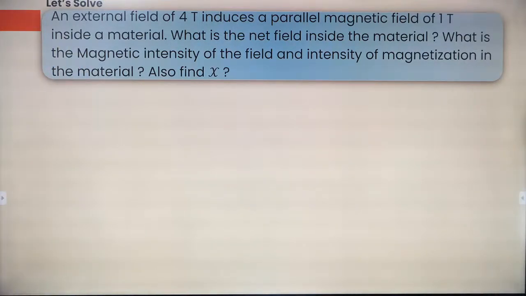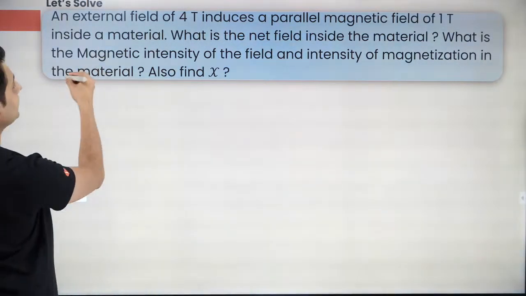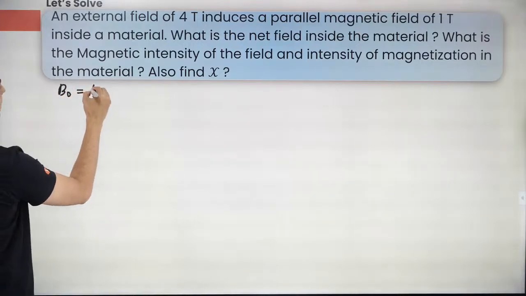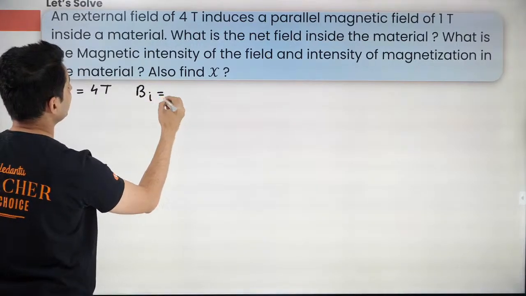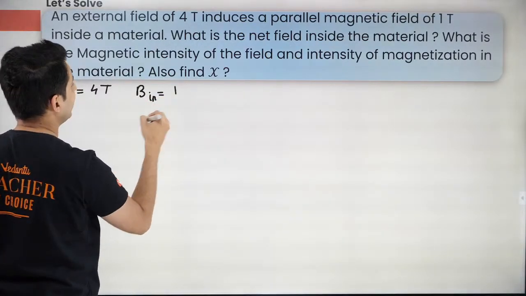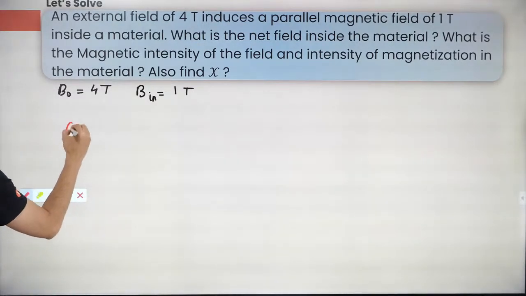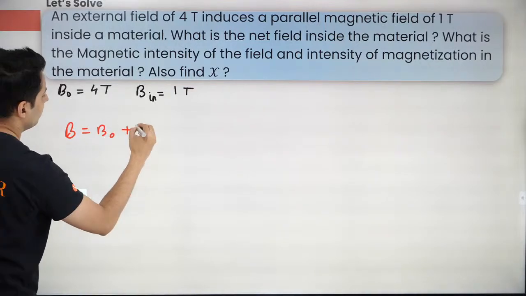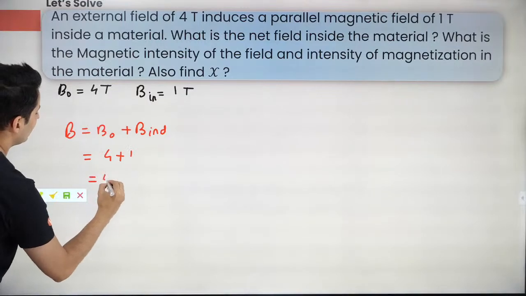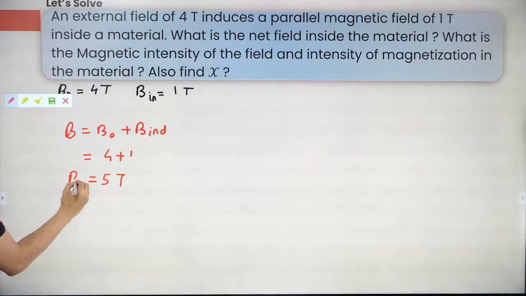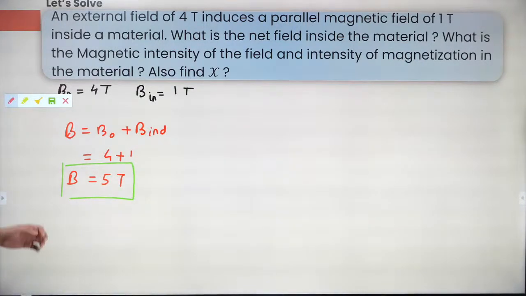Come on, let's get going. Let's start with the basic stuff. So what and all is given to us? Let's write down. External field B0 is given as 4 Tesla. Then induced magnetic field, it is parallel, so that means that B induced will be 1 Tesla. Okay, so immediately I can find out the net magnetic field, which is B0 plus B induced, and since they are in the same direction, 4 plus 1, that will give me 5 Tesla. So great, I have figured it out that the magnetic field is going to be 5 Tesla.